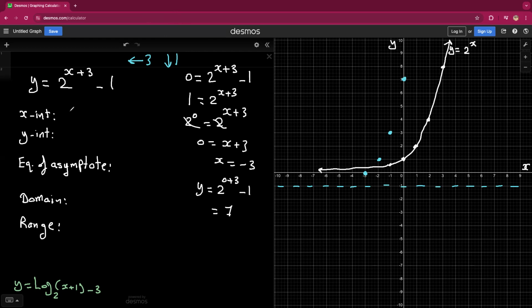So that now, we know our x-intercept is -3. Y-intercept is at 7. And the equation of the asymptote. Now, the asymptote is this dotted line right here. And this dotted line is y equals -1, because y here is always -1. The x changes, but y is always -1. The domain, let's graph this. So it's going to get very close to the asymptote, never touch it.